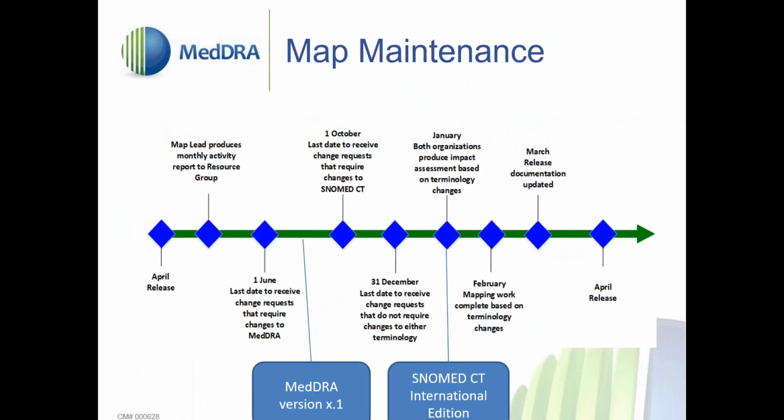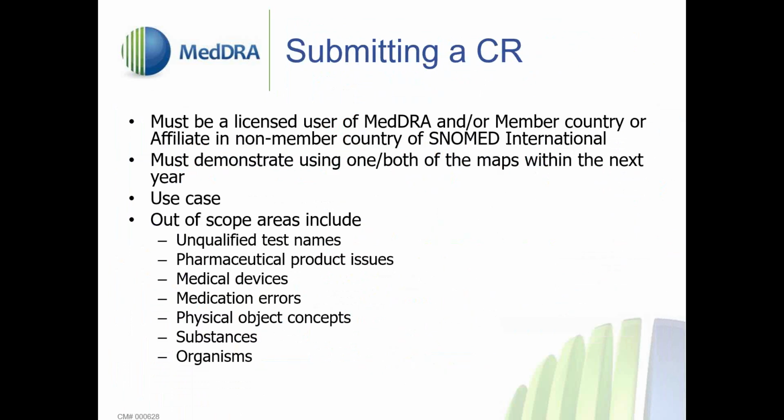So as I mentioned before, the map will undergo ongoing annual maintenance for purposes of content that has already been established in the production release. This maintenance process will involve up-versioning to the next X.1 version that gets released in September, and the SNOMED CT International Edition that will be released in January. Throughout the course of the year, however, we will have ongoing maintenance for purposes of expansion or revision to the maps as requested by you, the user community.